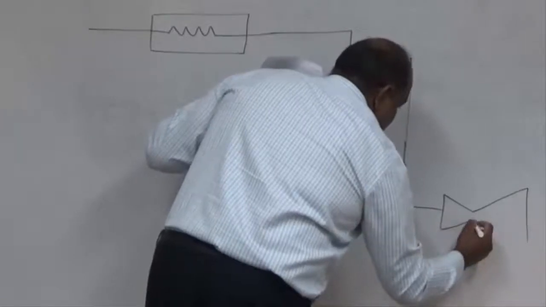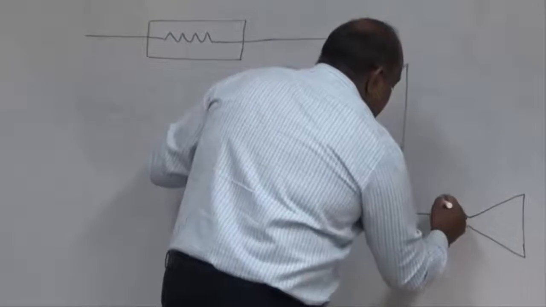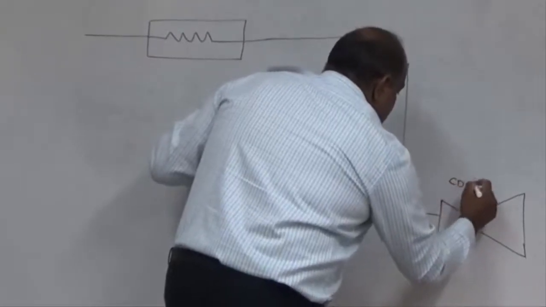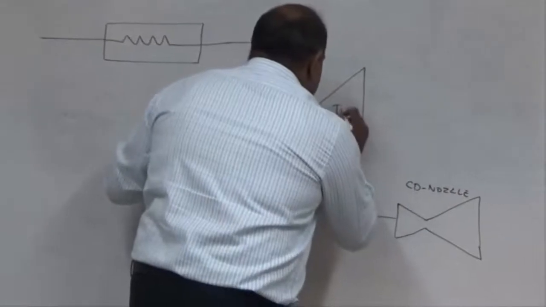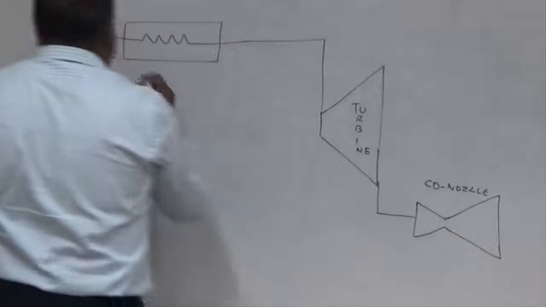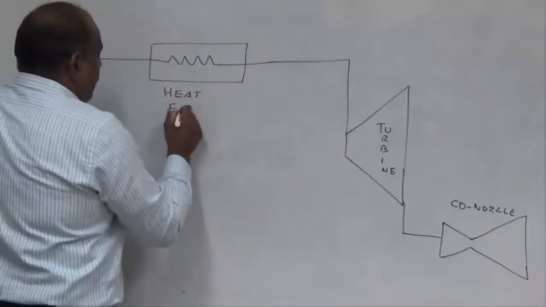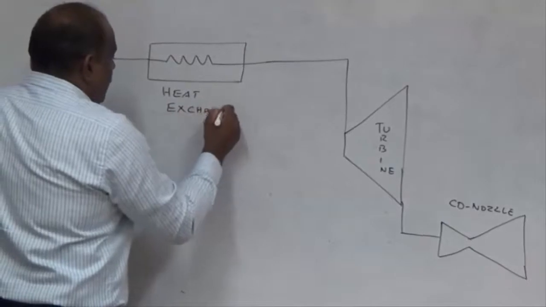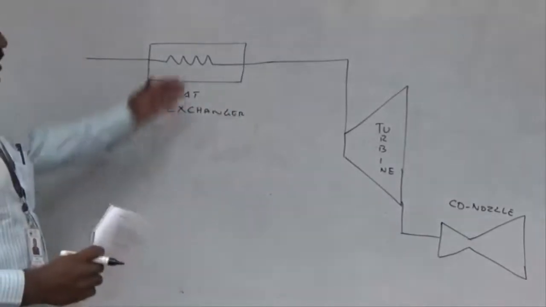This nozzle is called a convergent divergent nozzle. It is not called a normal convergent nozzle. It is called a CD nozzle, convergent divergent nozzle. So now the open flow system consists of three components. A heat exchanger is the first one.